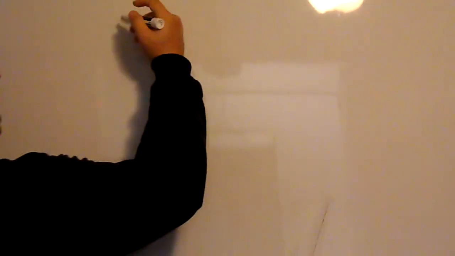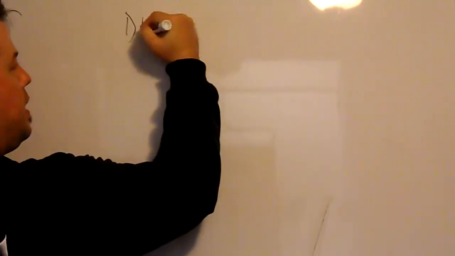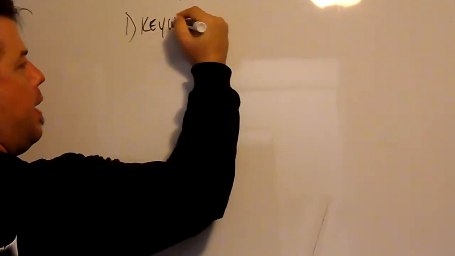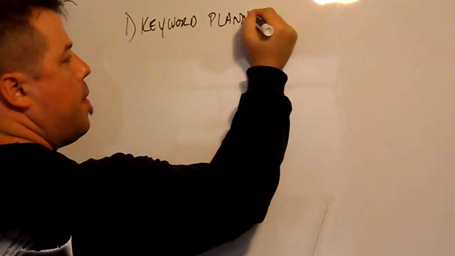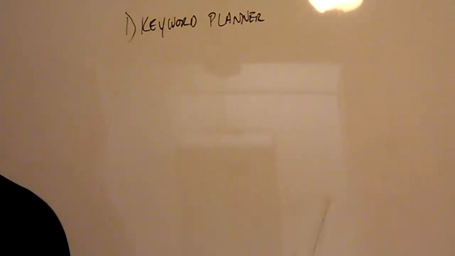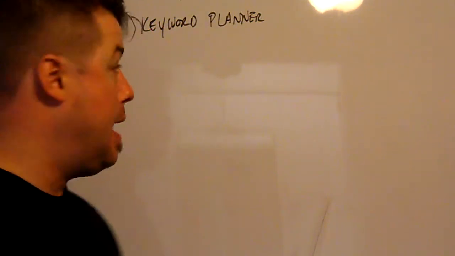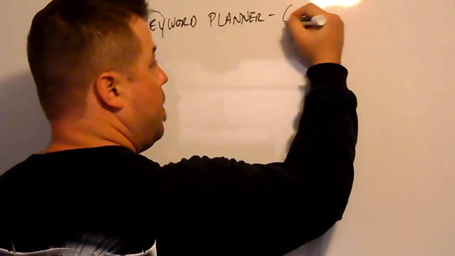So keyword research. Where are you guys checking out your keywords? The first place that you can actually check to find keywords is Keyword Planner. Keyword Planner is a free keyword research tool that Google provides.